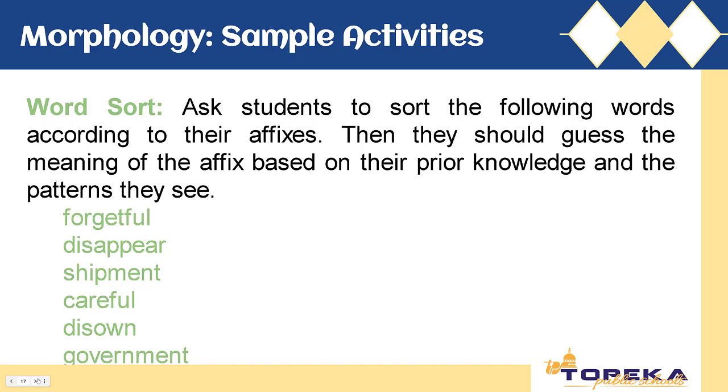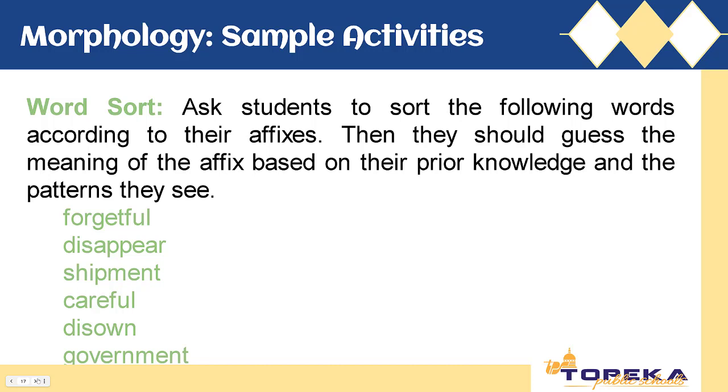Look at the next 2 words that we could put together: disappear and disown. These share the common prefix of dis. So we have the words disappear and disown. What does dis mean? Dis means not. So to disappear is to not appear, and to disown is to no longer own.